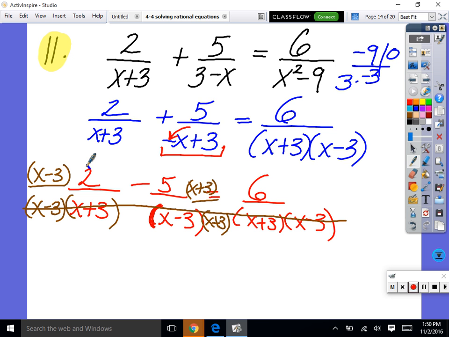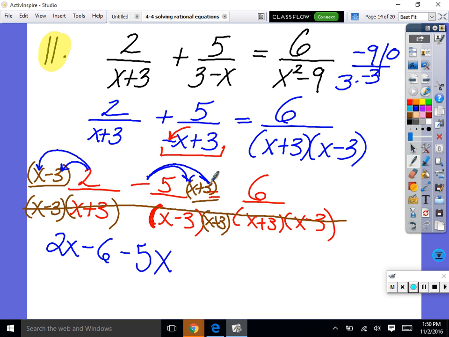2 times x is 2x. 2 times negative 3 is negative 6. Careful, right? Here's where people make errors. Negative 5 times x is negative 5x. Negative 5 times positive 3 is negative 15, and that's equal to 6.